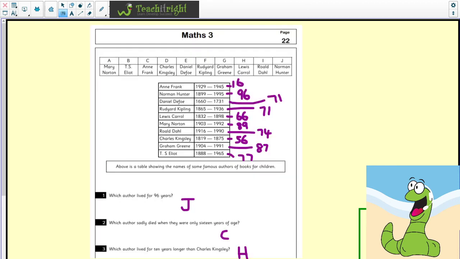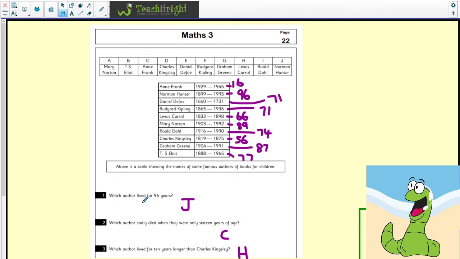So if we look at the first question, this is all about some different authors and how long they lived for. So it's certainly worth looking really carefully at the information that you've got up here. You can see I've done some jottings already here just next to their dates, just so we can see how long they lived. And then we can hopefully then start working out the questions. And hopefully you can do this bit of maths quite quickly just identifying how old those authors were.